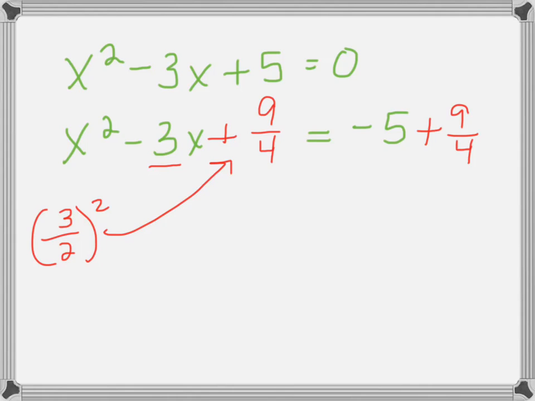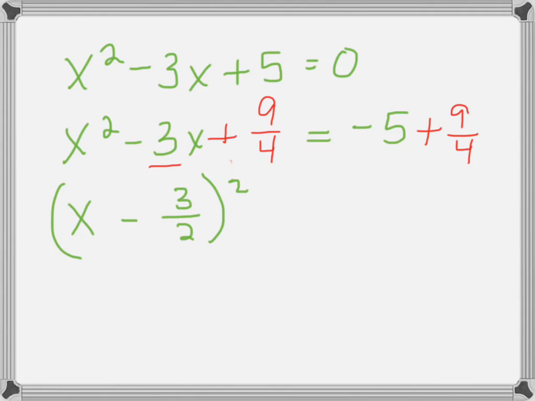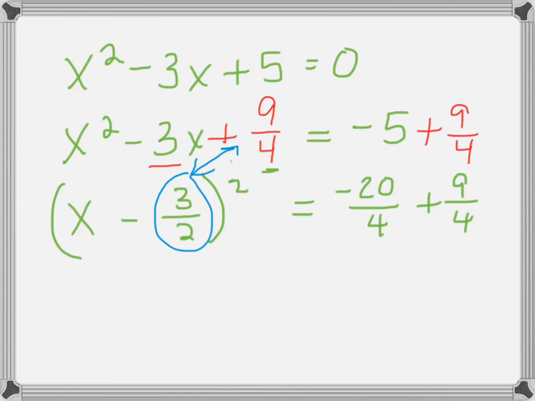Now, once we do that, we have a complete, perfect square on the left-hand side. Remember, we take the number that we use to get our perfect square, and that's the number that goes inside the parentheses. So we get x minus 3/2 squared equals, and on the right-hand side of the equation, we're going to change that 5 to 20 over 4 so that we can add it to 9 over 4, get a common denominator. That gives us negative 11 over 4.